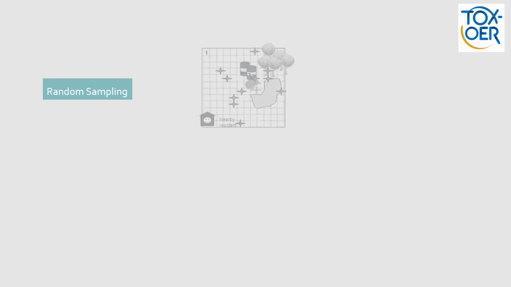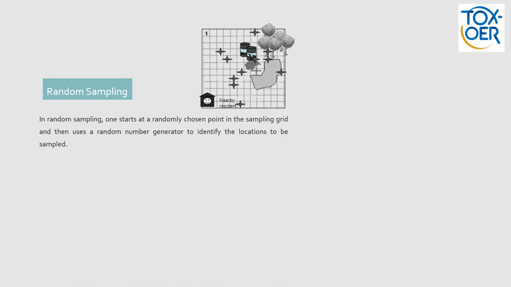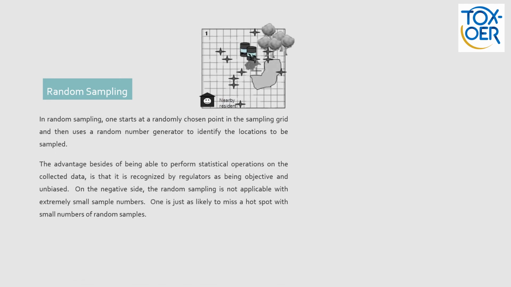Random sampling. In random sampling, one starts at a randomly chosen point in the sampling grid and then uses a random number generator to identify the locations to be sampled. The advantage, besides being able to perform statistical operations on the collected data, is that it is recognized by regulators as being objective and unbiased. On the negative side, random sampling is not applicable with extremely small sample numbers. One is just likely to miss a hotspot with small numbers of random samples.